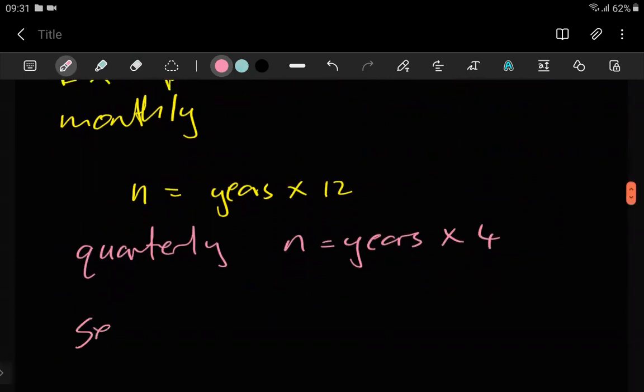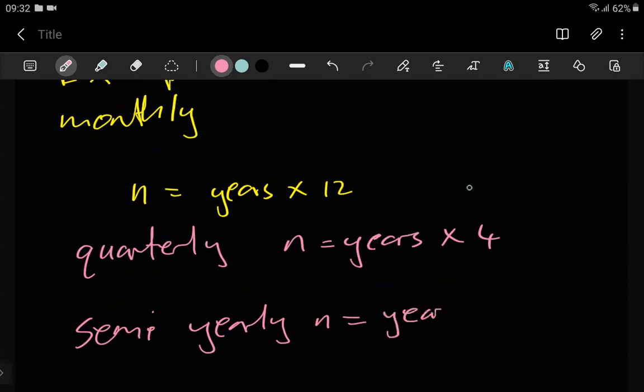If it is semi-yearly, it's years times 2, because it's every 6 months. I see where your logic was when you said 6. It's for 6 months, and there are 2 sets of 6 months in a year. Remember, semi means half, just like a semicircle: when you cut a circle in half, you get a semicircle.